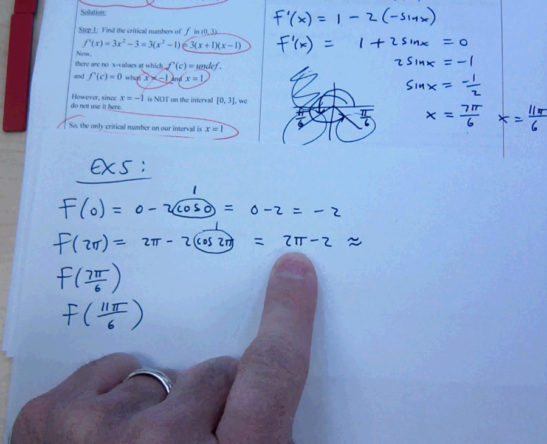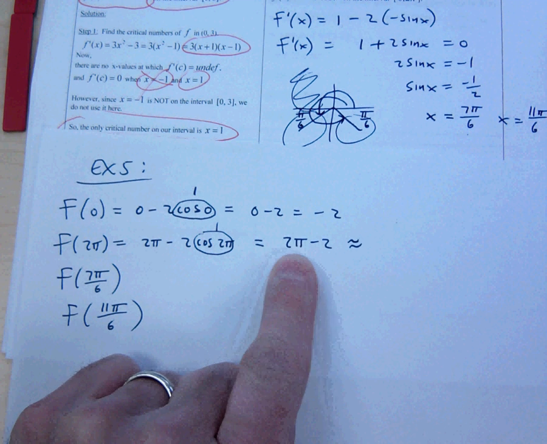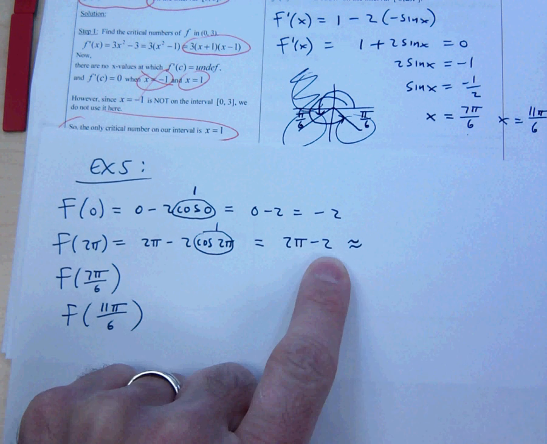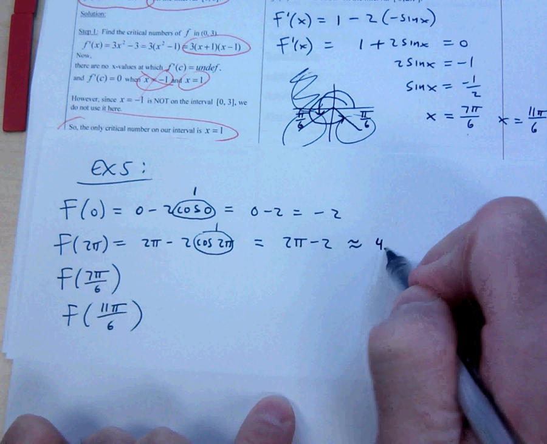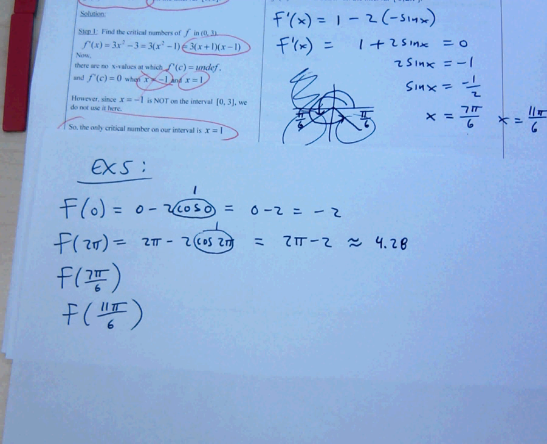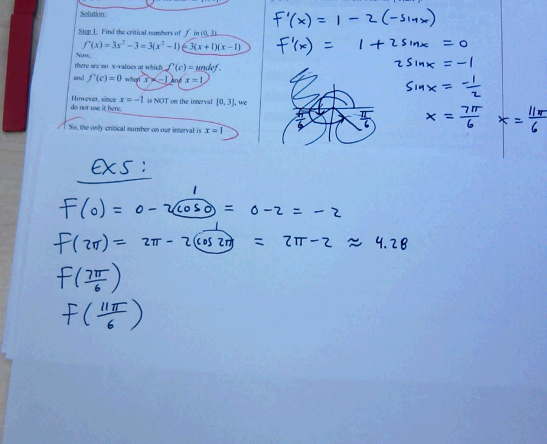Just use 3.14 for pi. So what is that? 2 times 3.14 is what? 6.28. 6.28 minus 2 is about what? 4.28. Are you following me on this? Okay, see how I'm not using a calculator?